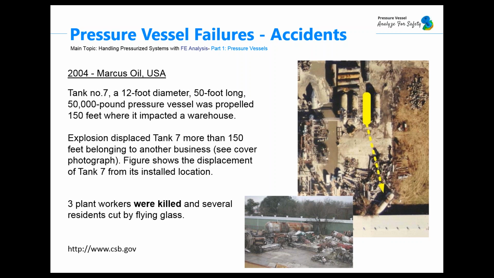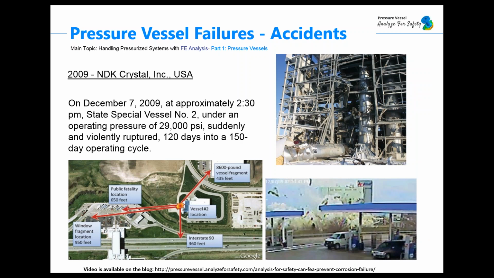Pieces of shrapnel metal weighing over 450 kilograms traveled at extremely high speeds, up to half a mile, before landing on nearby highways and railways. So this depicts very well the scale of the explosion. And what is important, 3 plant workers were killed and several residents were cut by flying glass. Let's take a look at the next example.